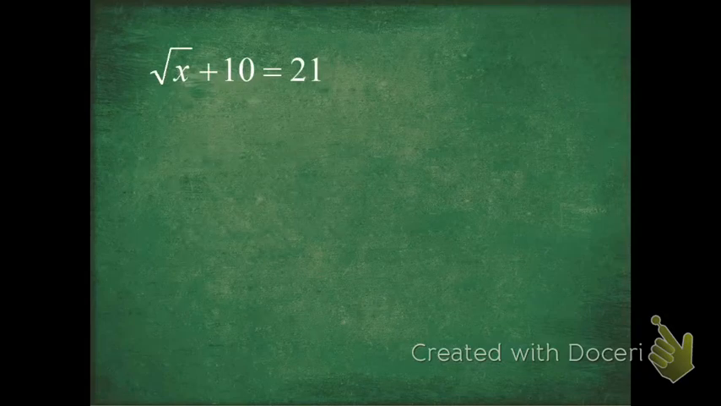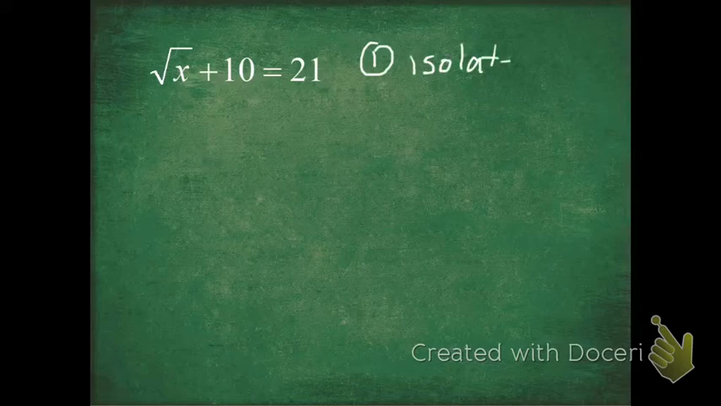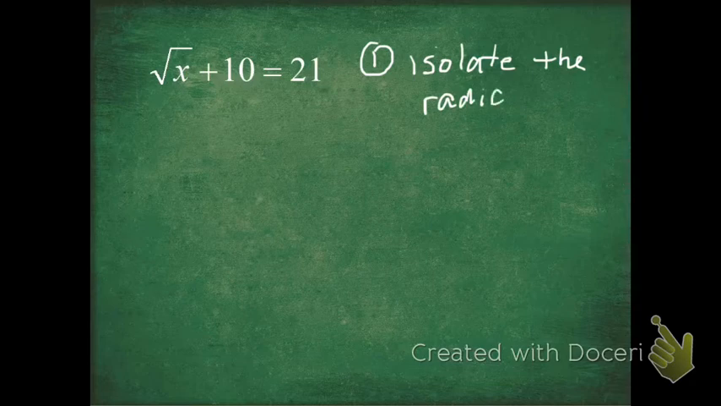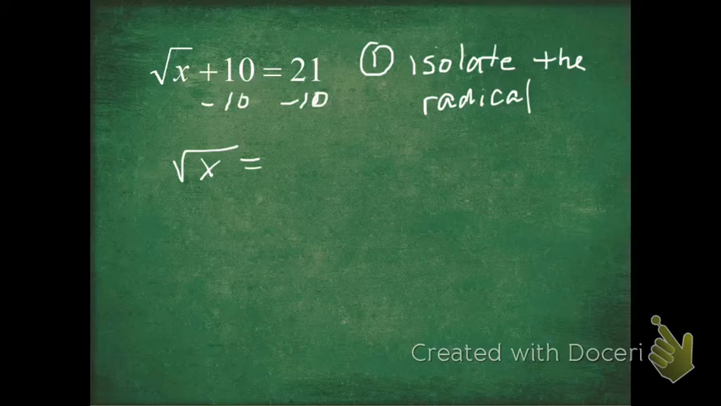Okay, now, there's also equations that have radicals involved. And it's basically a three-step process. Your first step is to isolate the radical. In other words, get it on one side by itself. So isolate the radical. So in this problem, I'm going to subtract 10 from each side to get rid of that 10. So I have the square root of x equals 21 take away 10, which is 11.